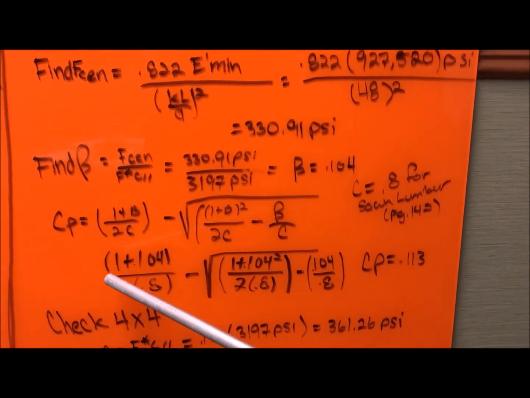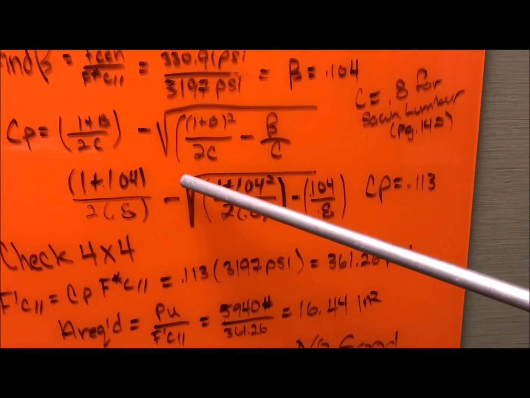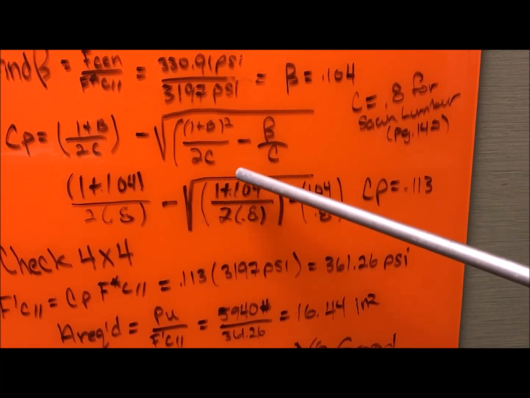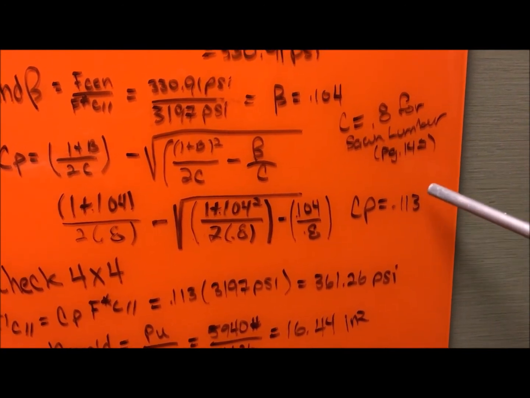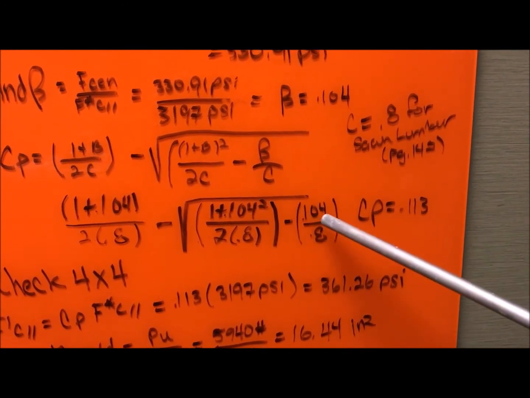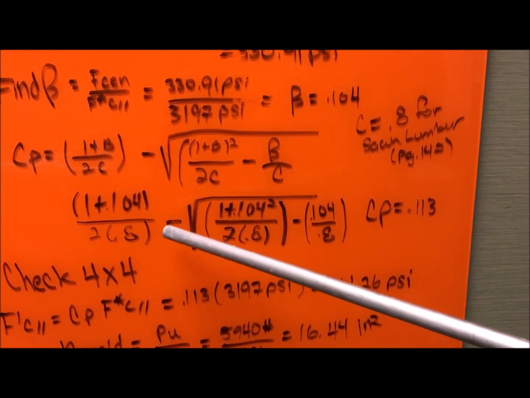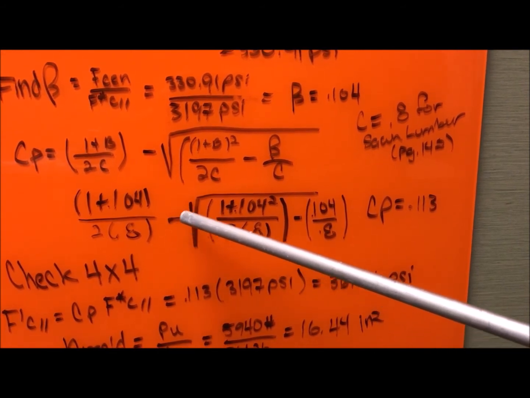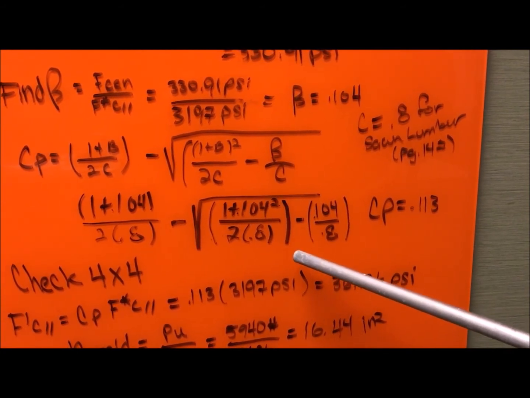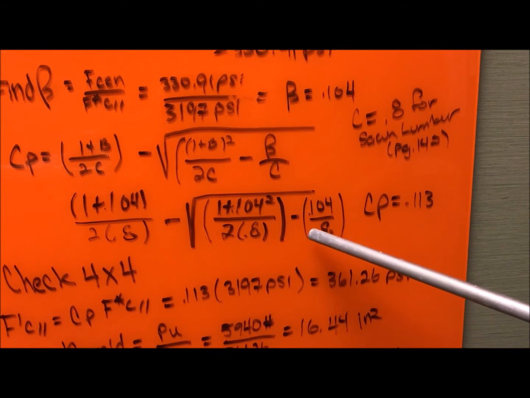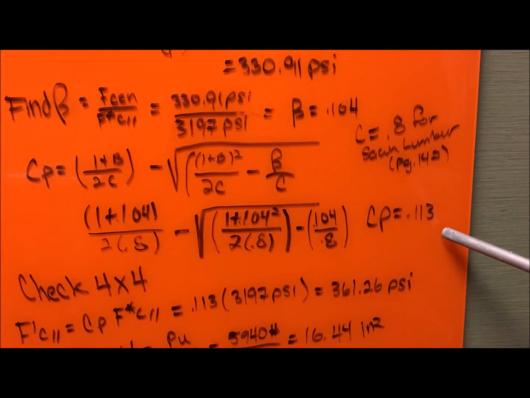Next, we'll find our column stability factor, which is 1 plus beta over 2c minus square root of 1 plus beta squared over 2c minus beta over c. We're going to use c equals 0.8 for the sawn lumber found on page 142 in your textbook. And this comes out to equal 1 plus 1.104 over 2.8 minus square root of 1 plus 0.104 squared over 2 times 0.8 minus 0.104 over 0.8, which gives us a column stability factor of 0.113.